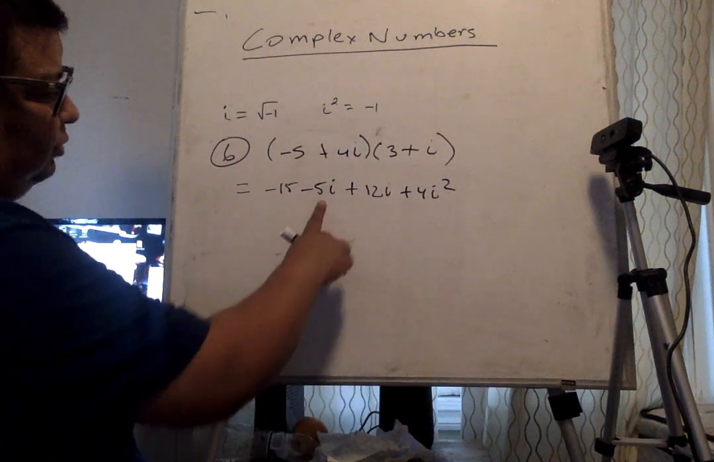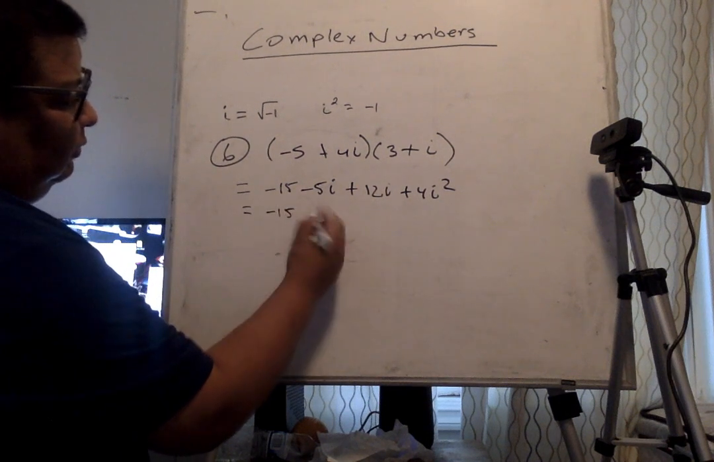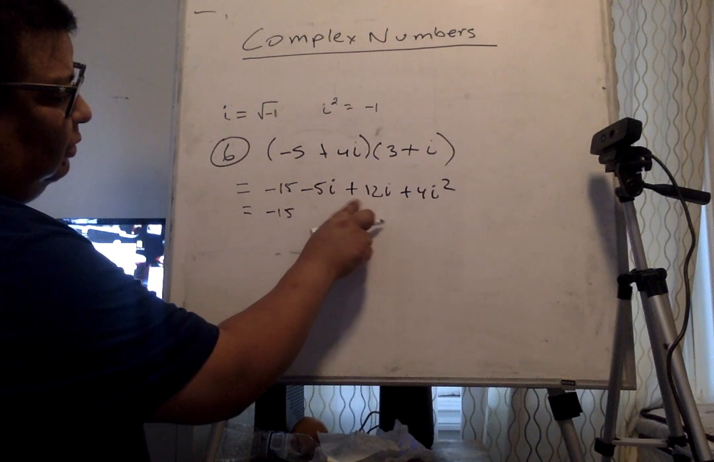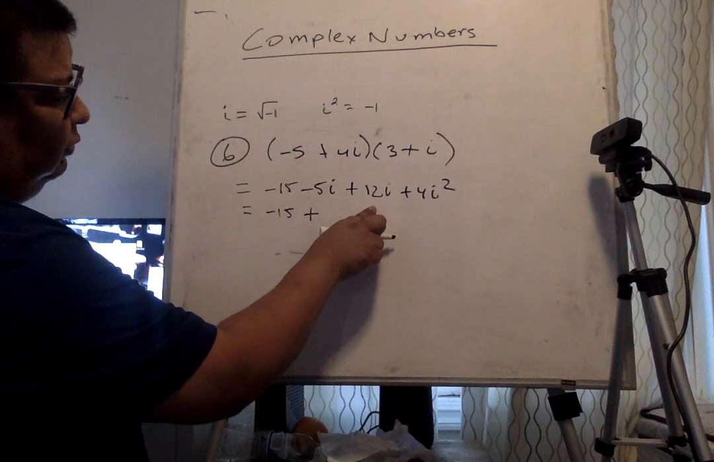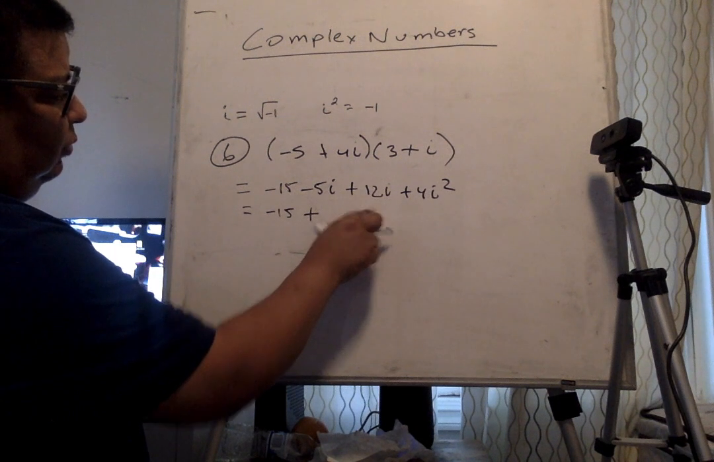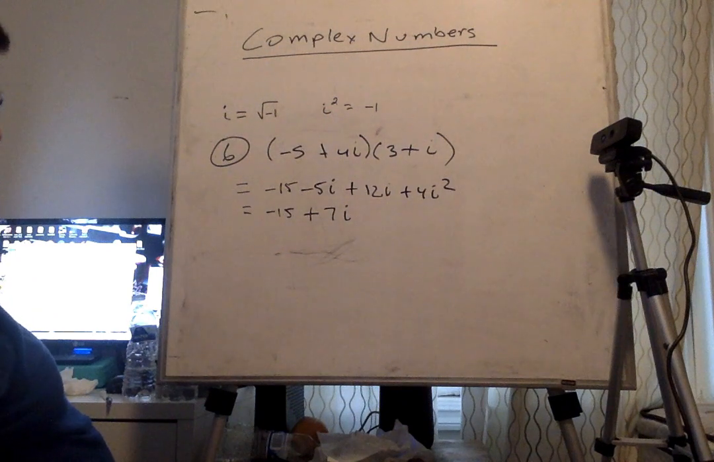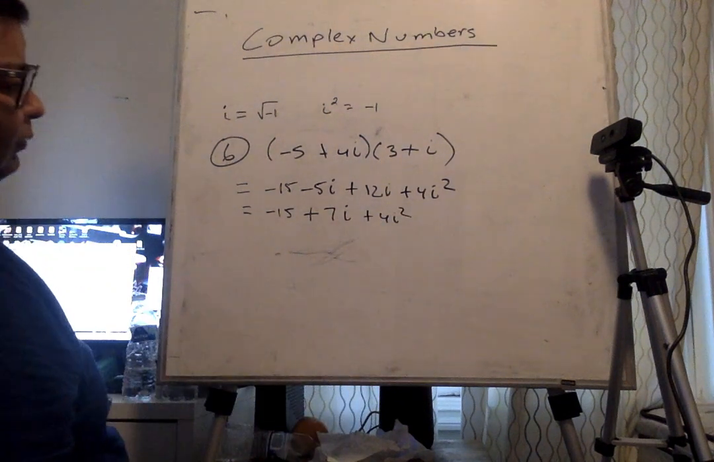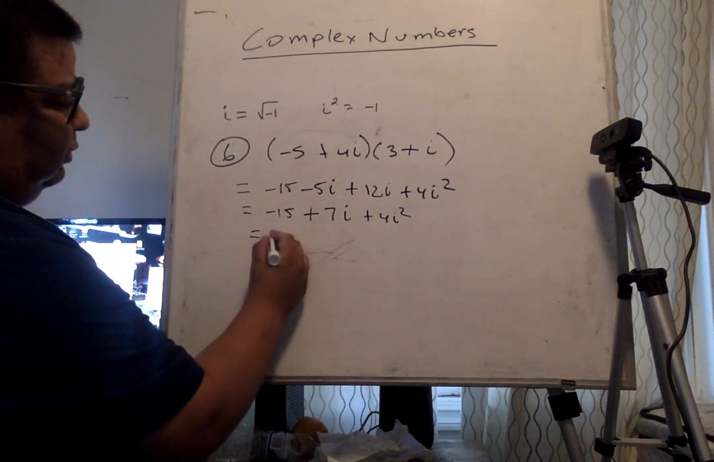So first step, let's combine these two. That will be negative 15, negative 5i plus 12i. So the biggest number gets the sign, so it's positive. So it will be negative 5 plus 12, that will be 7i, plus 4i squared. Now let's get rid of this i squared as we did in the previous example.